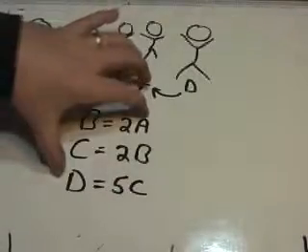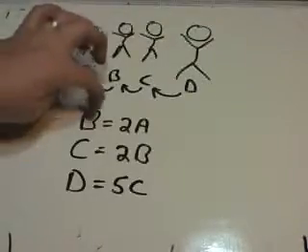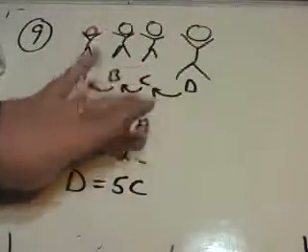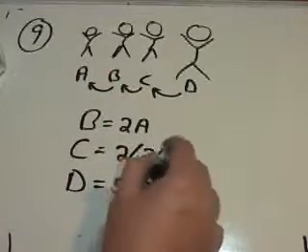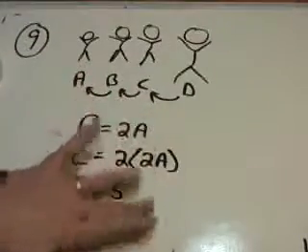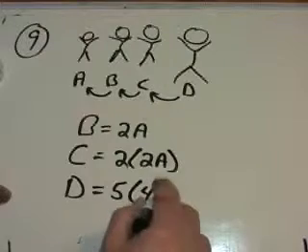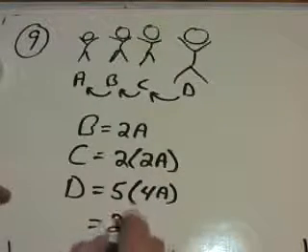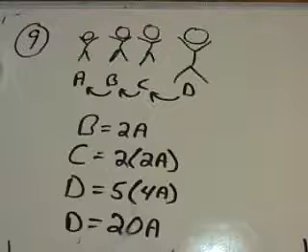Now, if you want to compare D and A, then you can start doing some substituting. This B here can be replaced by 2A, which gives you 4A, and then C here can be replaced by 4A, which gets you up to 20A. So there it is in an equation format.